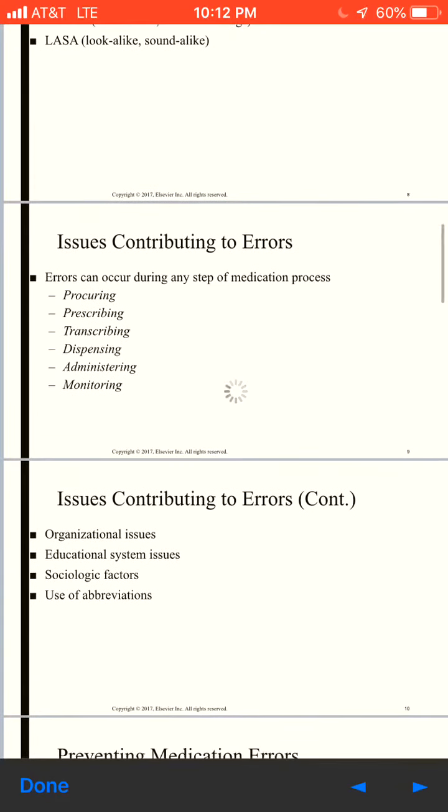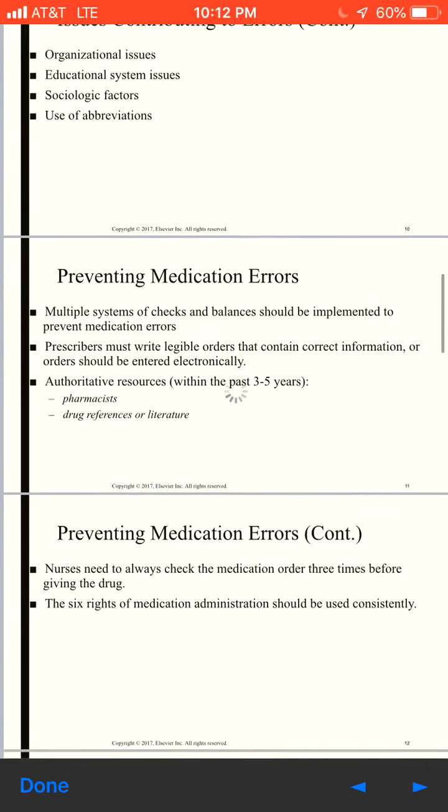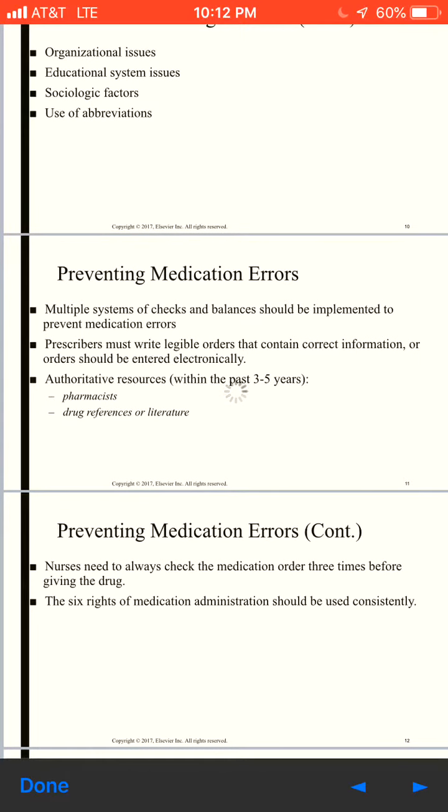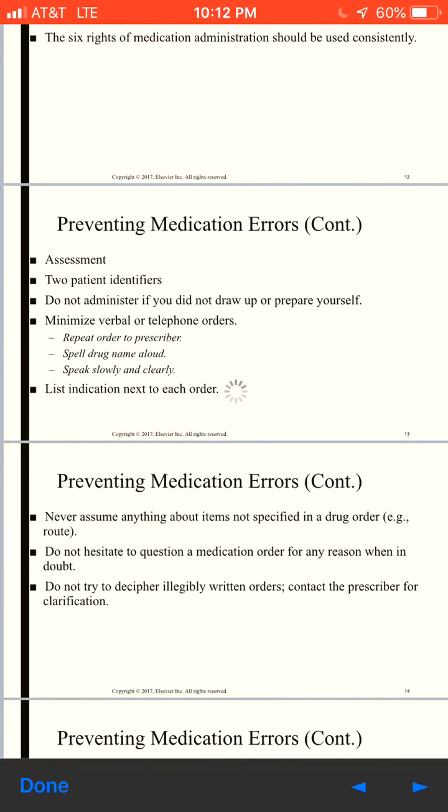Issues contributing to errors are procuring, prescribing, transcribing, dispensing, administering, and monitoring. So know what all of those definitions are, what they mean, and which part of the process they're involved in. Other issues contributing to errors: organizational, educational, sociologic, and use of abbreviations. Preventing medication errors, multiple system checks and balances should be implemented to prevent a lot of these errors. Prescribers must write legibly or enter orders electronically, and then authoritative resources such as pharmacists and other personnel help out.